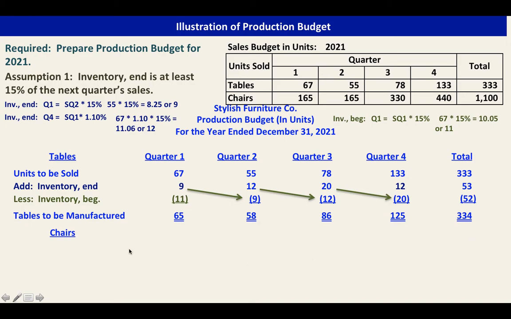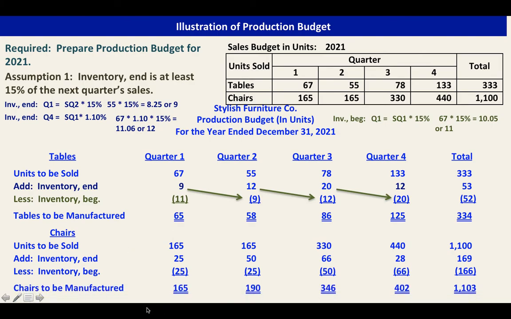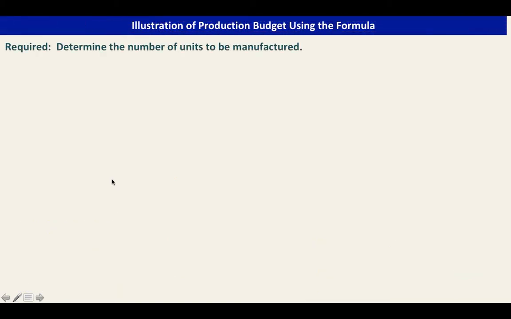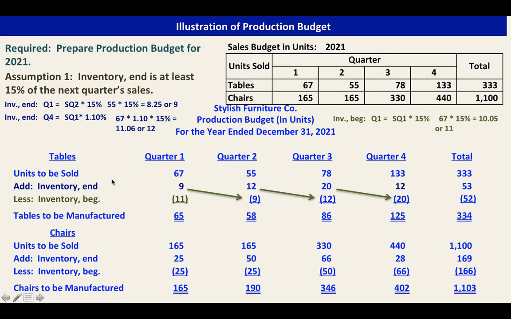Now for the chairs, you will just have to do the same mathematical calculation and you will have these chairs manufactured. So based on these production budgets, you have tables to be manufactured for 2021 at 334 and chairs to be manufactured for 2021 at 1,103. Okay, let us continue. Class, normally this format that we have just presented, we will be doing this for offices.